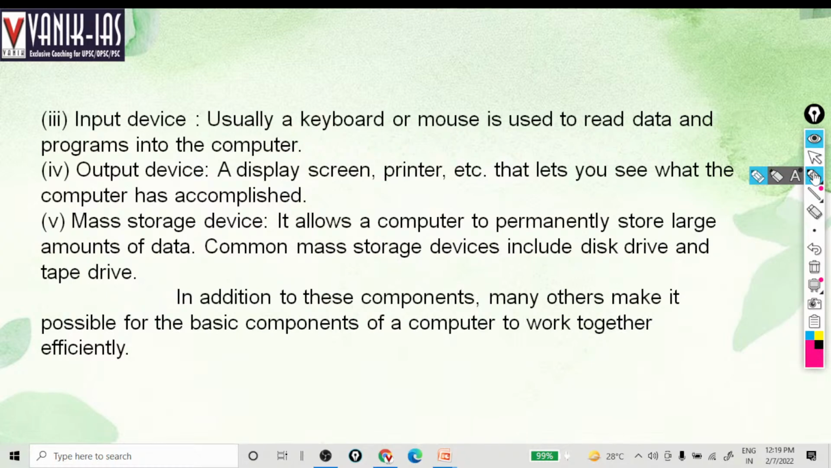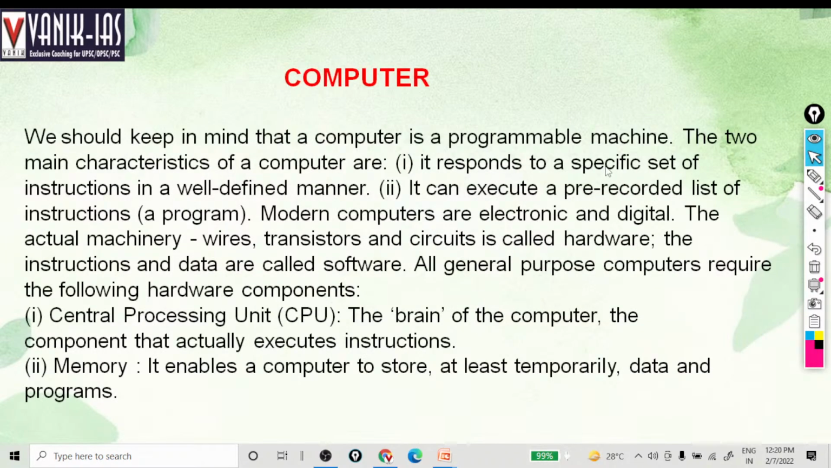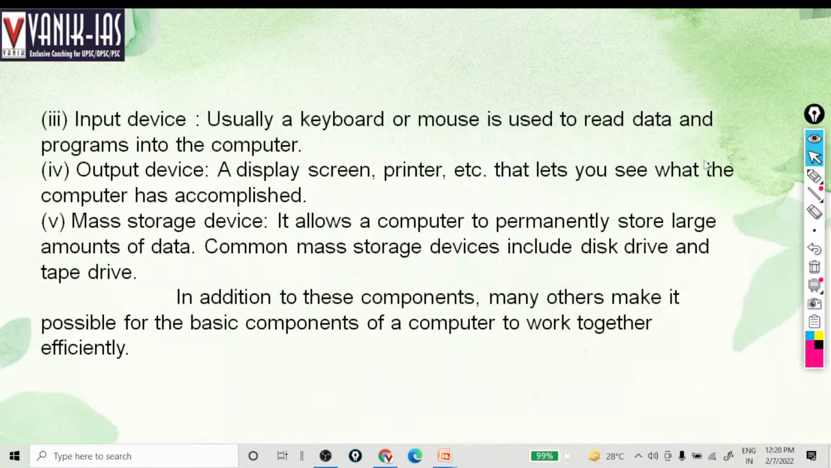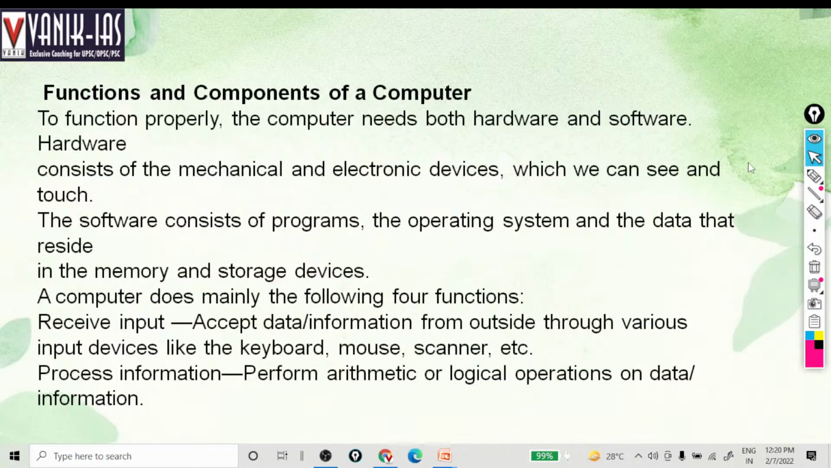We are just here discussing the important part of the computer. So we have discussed what is input devices, we have discussed what is output devices, we have discussed what is memory and CPU, and there is storage device. Next, what are the functions and components of computer in detail we'll study.